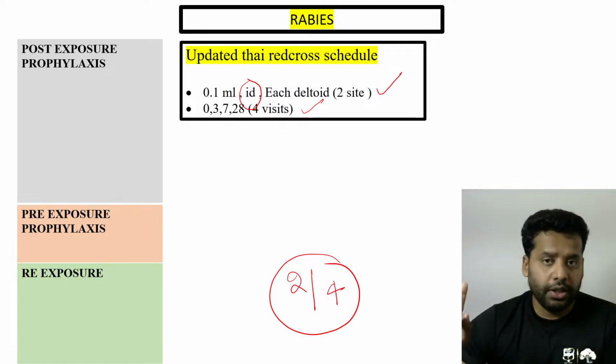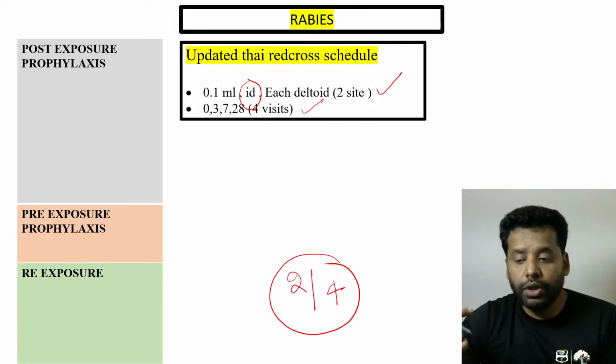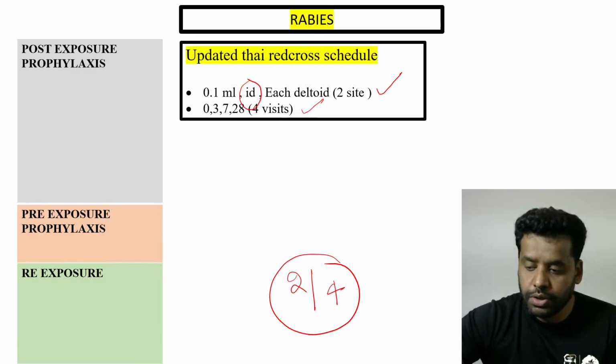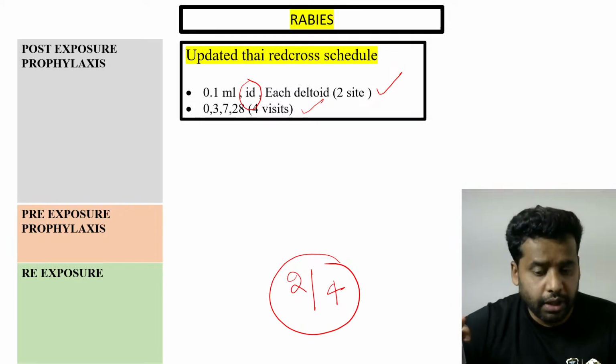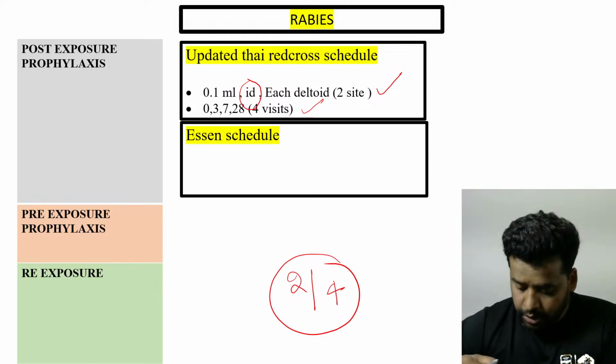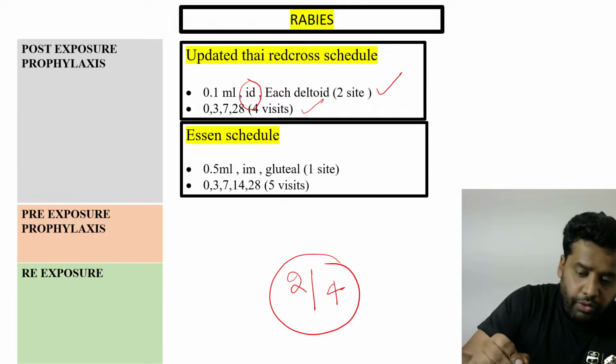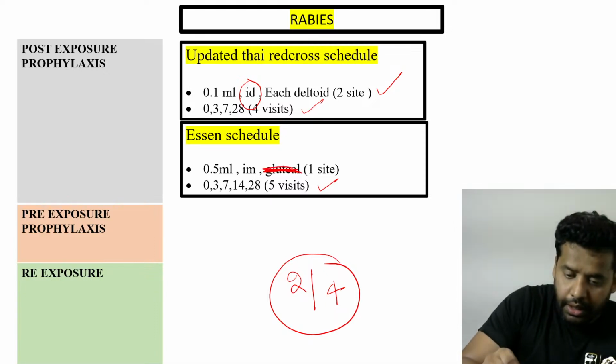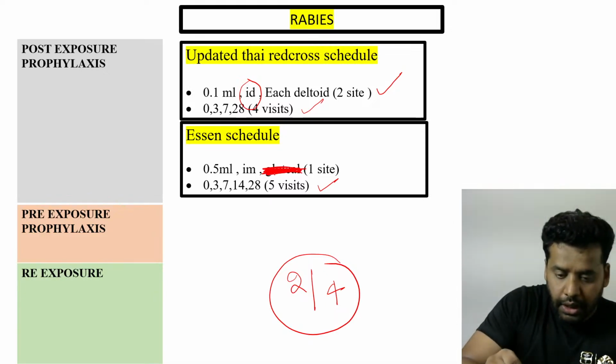4-visit schedule. But there is one more schedule used. What is the schedule used? It is called the intramuscular schedule, the SN schedule. So the patient will have 5 visits. Nowadays we are not using the gluteal area. This has been changed to deltoid.